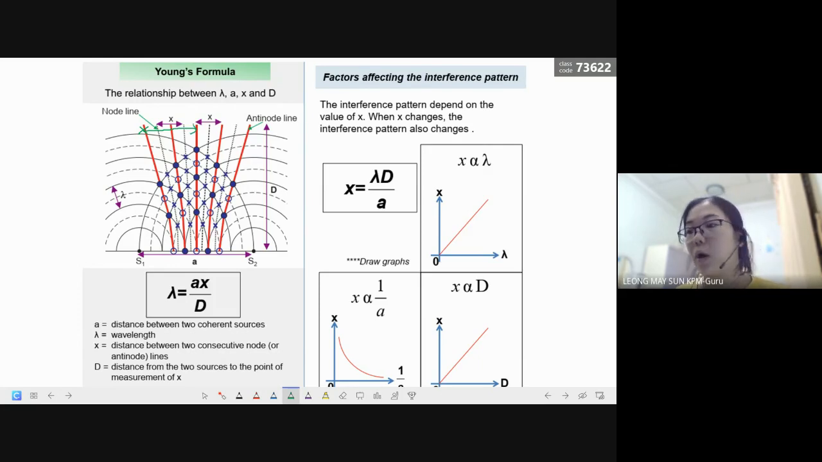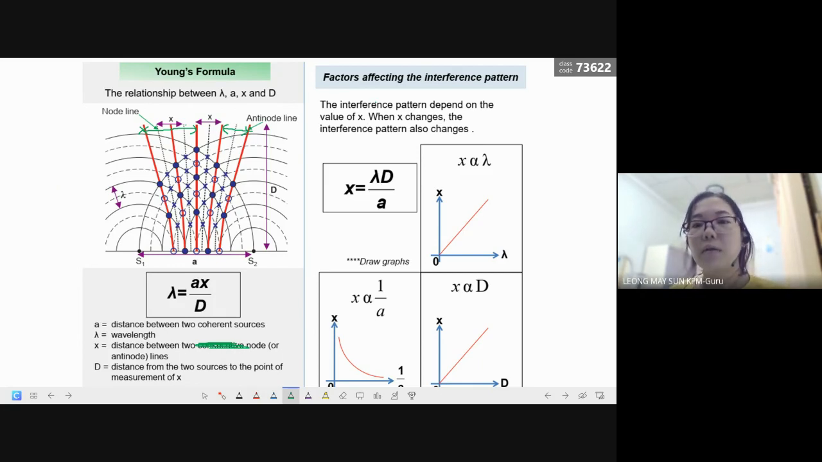When you don't use the word consecutive, you just mention the distance between two nodes or two antinodal lines, it means that you can jump. So when it says x is the distance between two consecutive nodes or antinodes, which means directly the next line. All right, so please do take note.